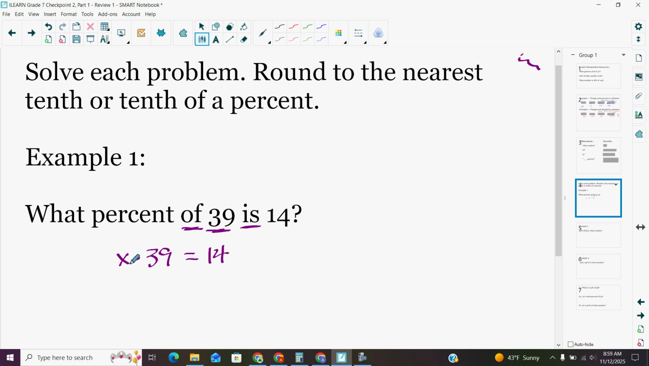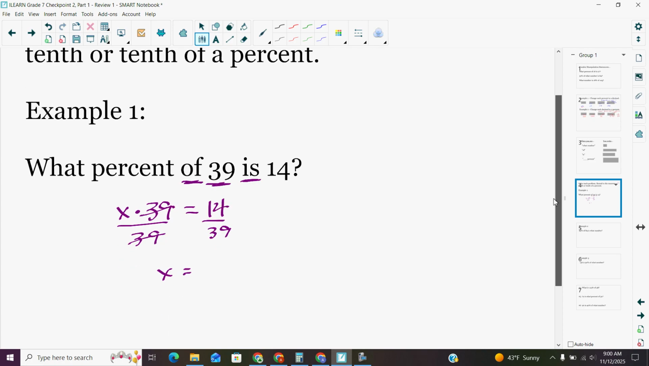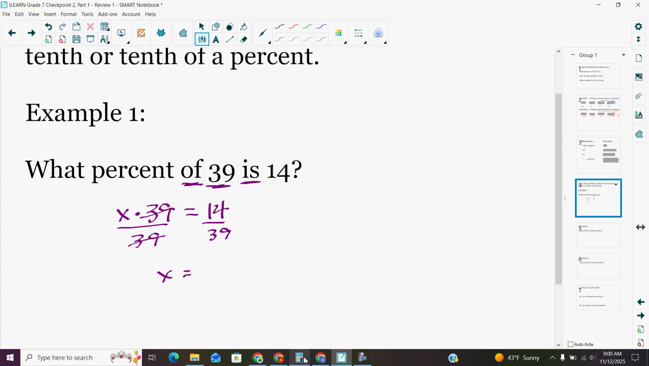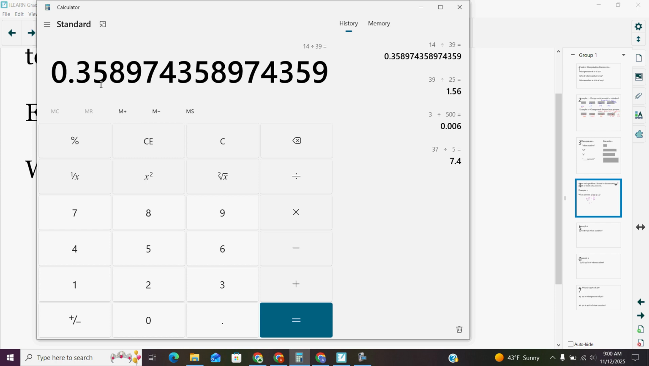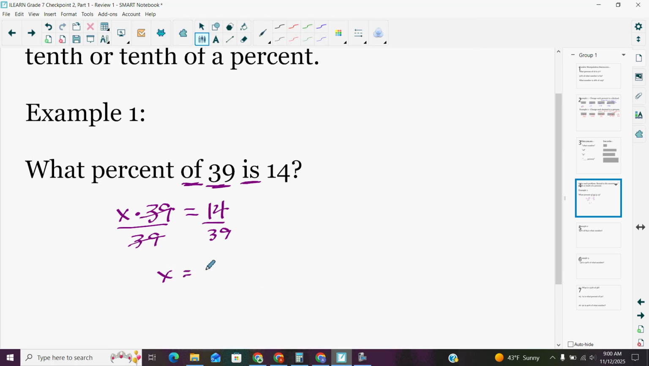We're solving for X, so we need to undo that multiplication, which we do by dividing both sides by 39. We get 14 over 39. It told us to round, so if we are being asked to round and divide these, you would be allowed to use a calculator here. 14 over 39, 0.35897, and there's more after that.